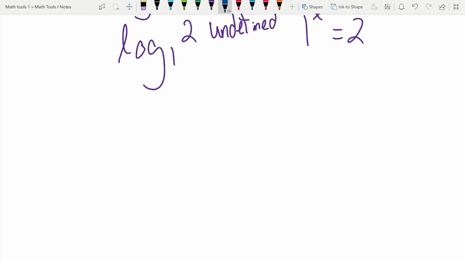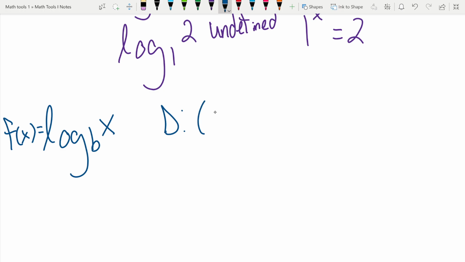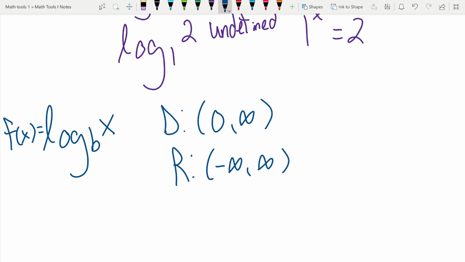So to kind of summarize here, the log base b of x, if we think of it as a function, then we can kind of think of its domain and range. The domain is going to be 0 to infinity. So we can't plug in 0 and we can't plug in any negative numbers. Keep in mind the variable here is x, and this is for any base b. The range is actually going to be negative infinity to infinity. So you can get out any number.